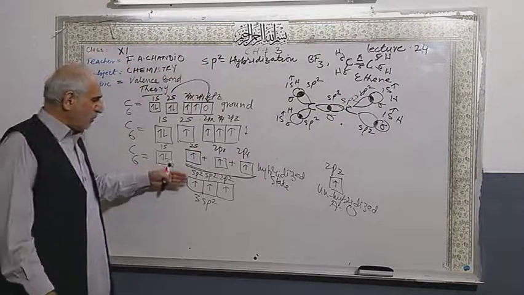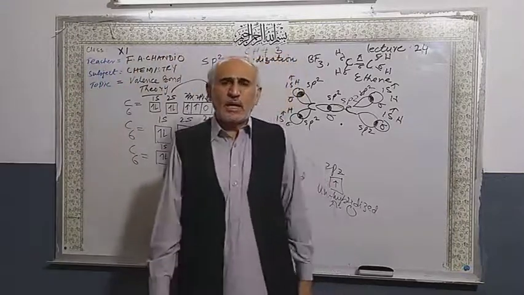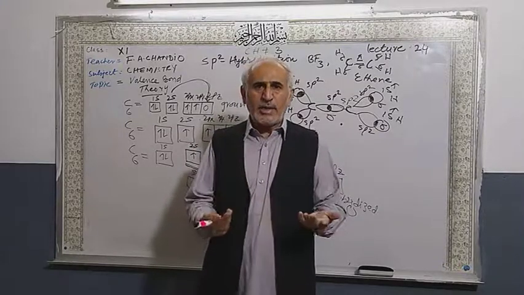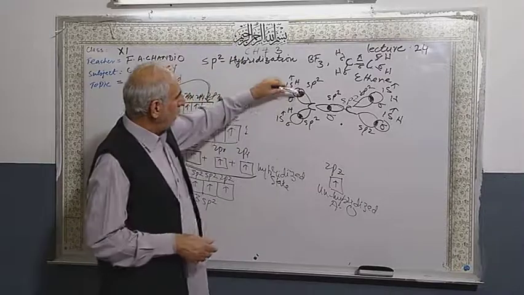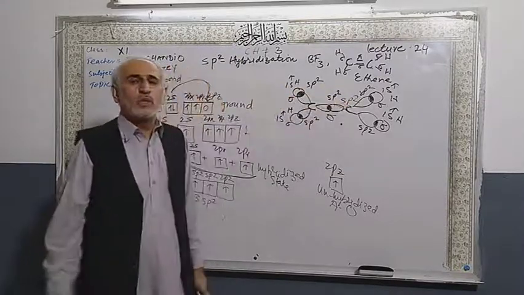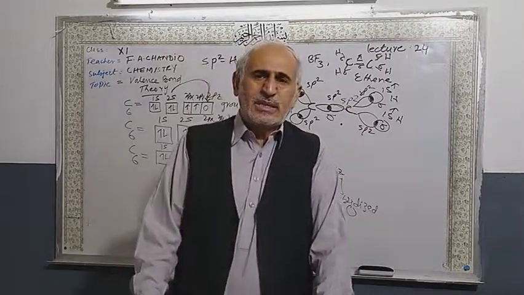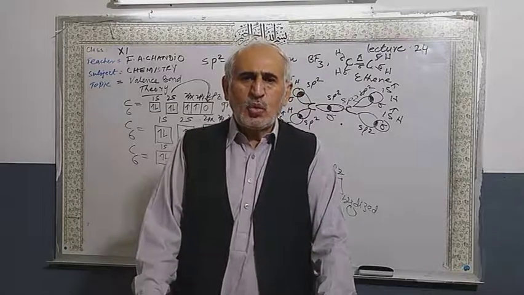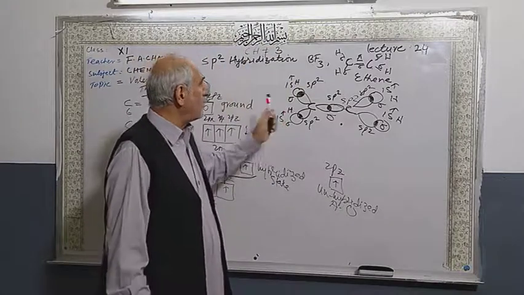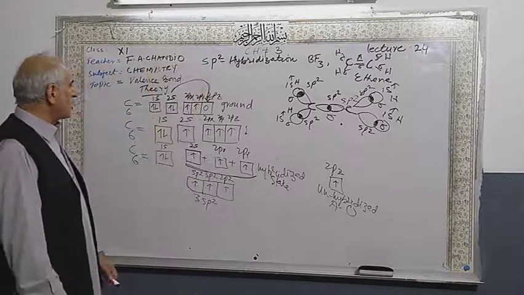So each carbon has 3 sp2 hybridized atomic orbitals, 1, 2, 3. So for the 2 carbon atoms there are 6 sp2 hybridized atomic orbitals involved in the formation of 5 sigma bonds. So there are 5 sigma bonds.